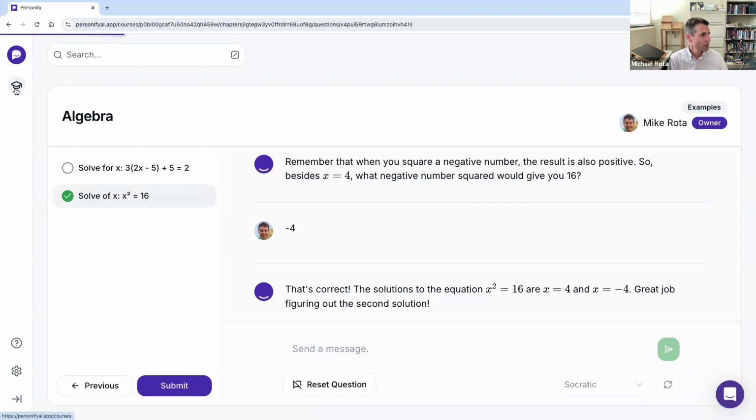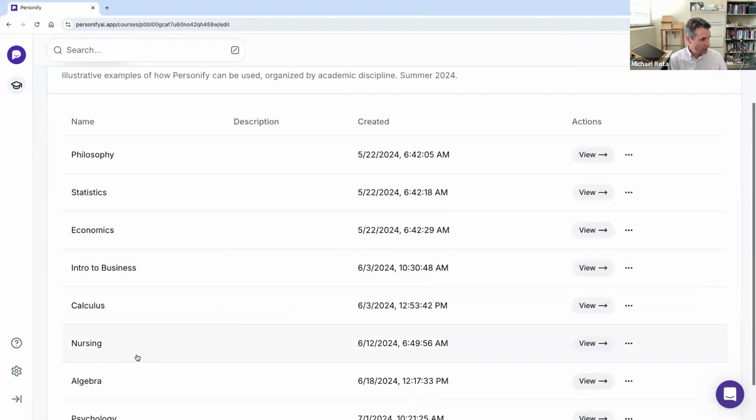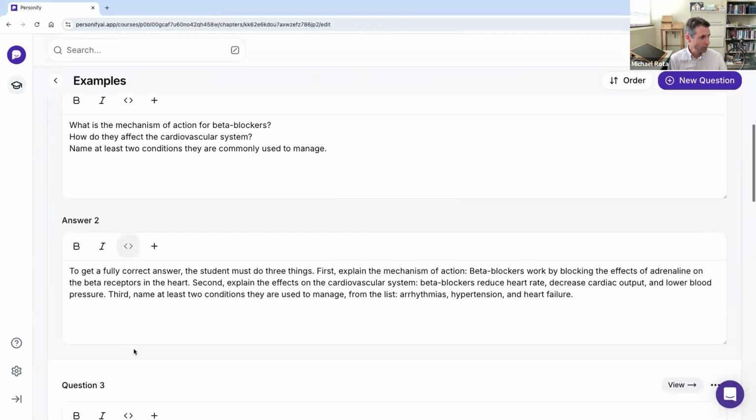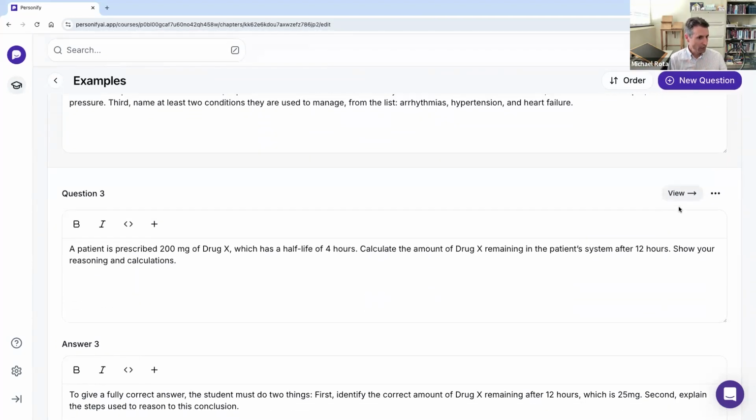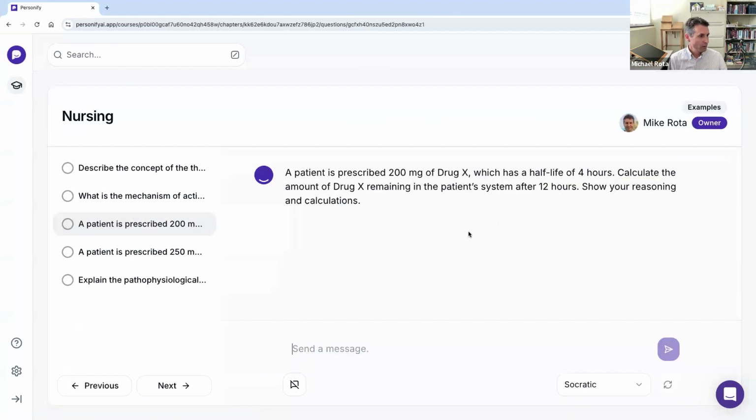All right, let me show you a slightly more complicated question. We have some nursing professors who are going to be using it in the fall. So I like this question. A patient is prescribed 200 milligrams of drug X, which has a half-life of 4 hours. Calculate the amount of drug X remaining in the patient's system after 12 hours. Show your reasoning and calculation.